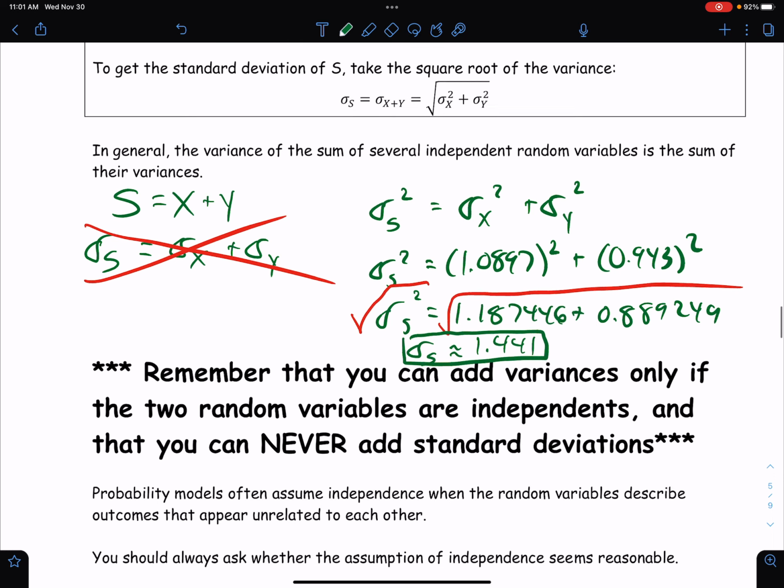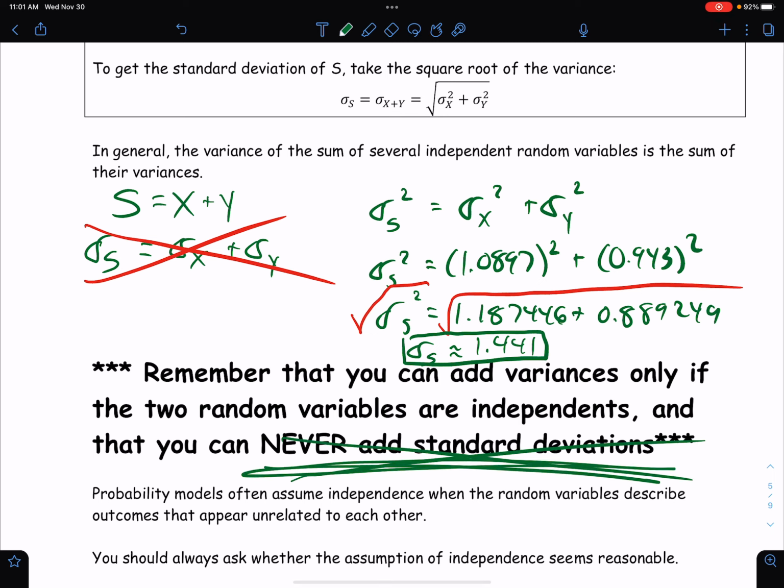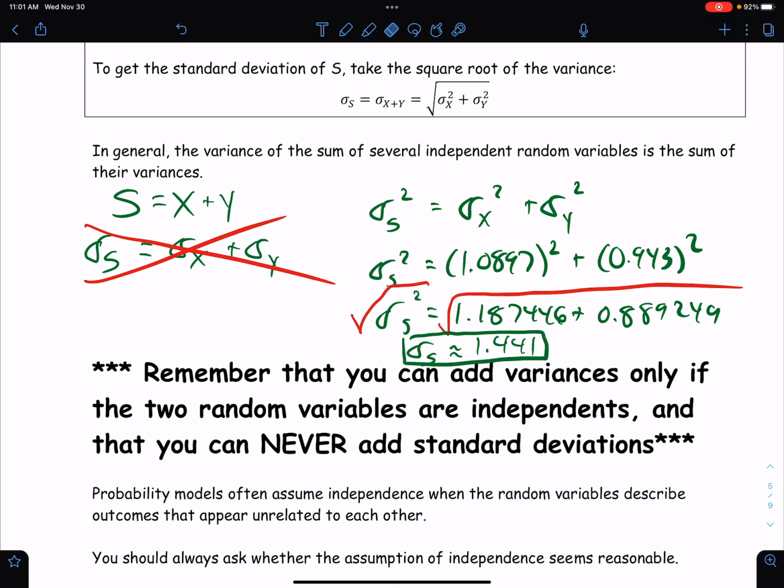So remember, you can never add standard deviations. Never, ever, ever. Don't ever add standard deviations. You can only add the variances, because you have to find the variance of the event first and then square root it. And it has to say they're independent. Remember, if they are not independent, it's not in the AP curriculum, but if you want to look it up, you could. If they were dependent, you have to do something with the correlation and how they're related. It's way more math. But we're only doing two independent random variables.